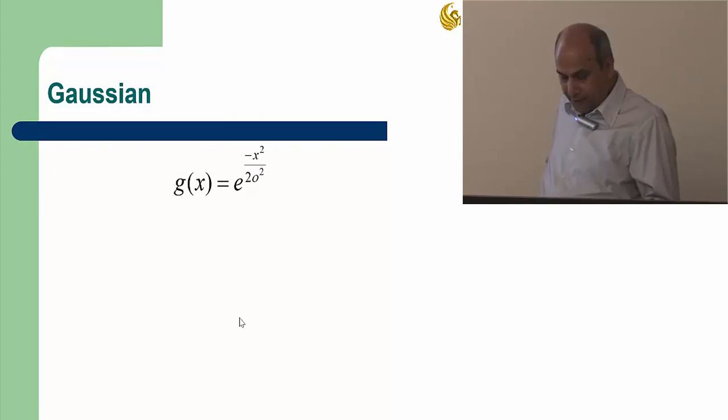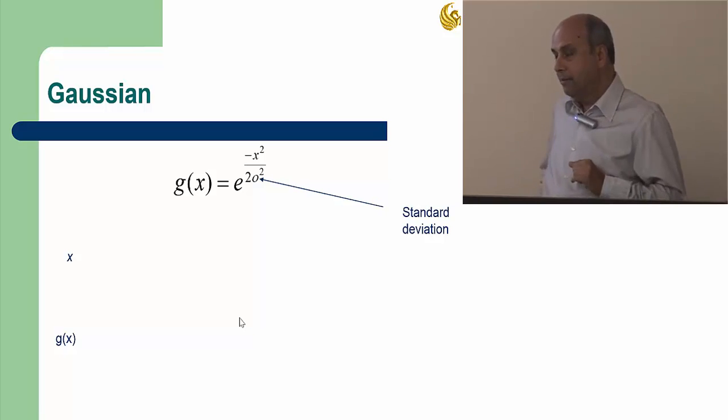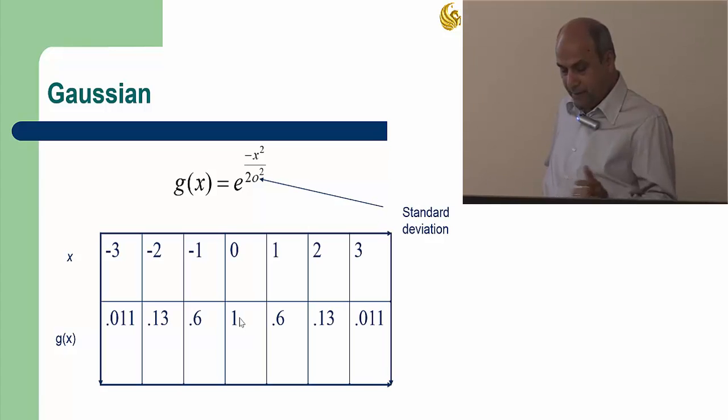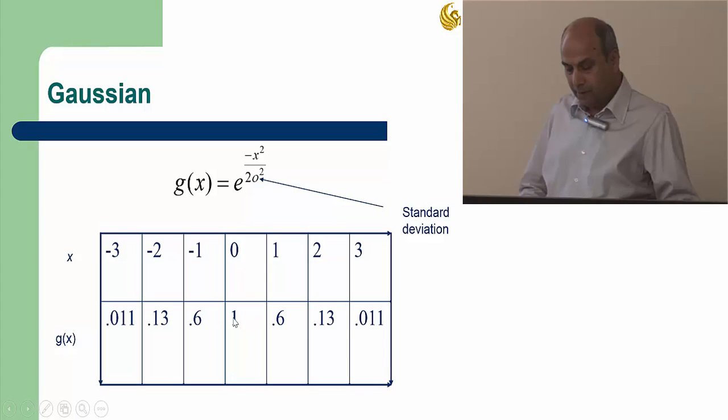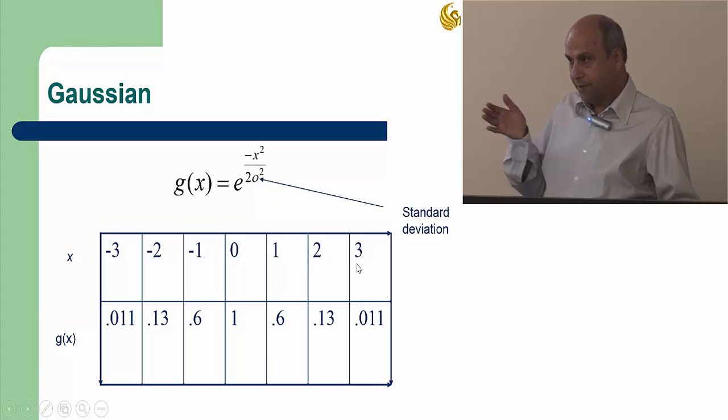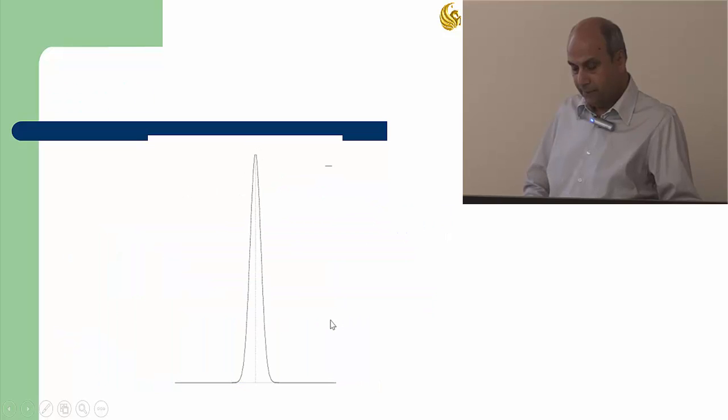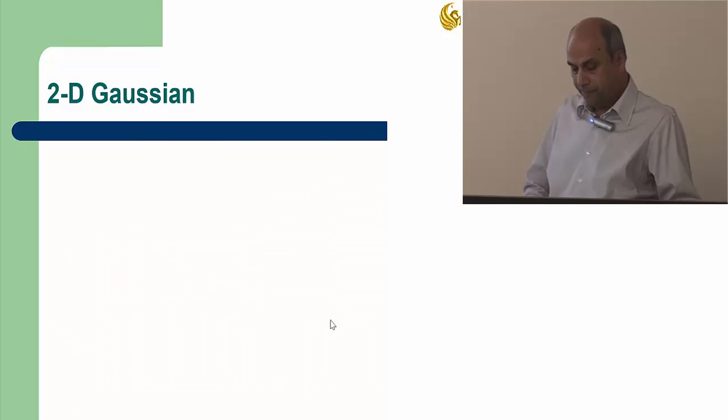So Gaussian is this, and we have talked about this, that this has a parameter, standard deviation sigma, and you can generate this mask by taking different values of x and plugging into this. If you put x equal to 0, this will become 1. Put x equal to 1, it will become 0.6. x equal to 2, it will become 0.13, and so on. Now, since this is symmetric, x equal to minus 1 will be exactly the same, minus 2 will be exactly the same, and so on. So it looks like that in one dimension.